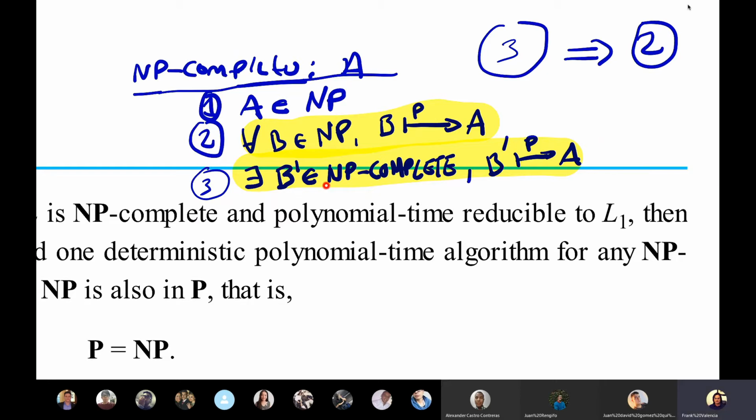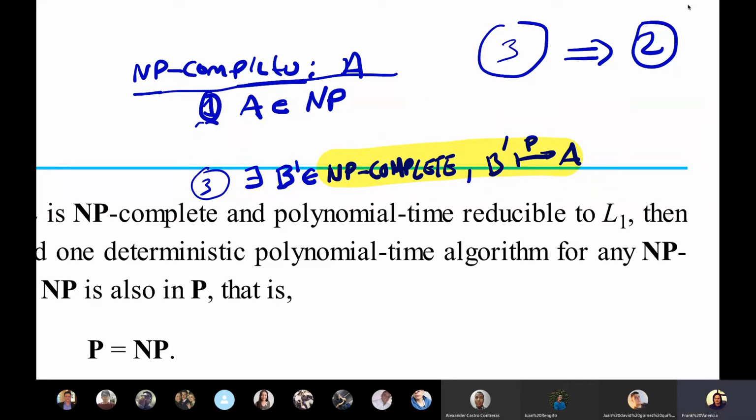You choose an NP complete problem B prime, and you reduce that problem in polynomial time to A. Well, I don't need to do all NP complete problems. I just need one. If I do this, I have this. That means if this property is satisfied, that implies that the second property is also satisfied. So I can just check these two conditions.